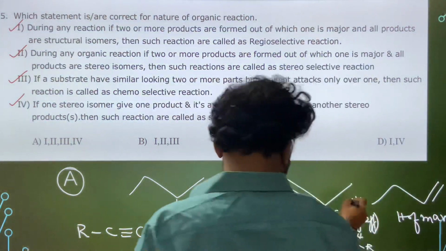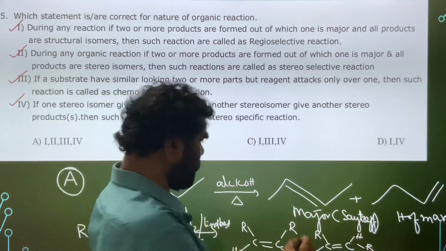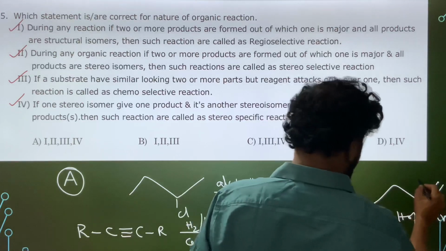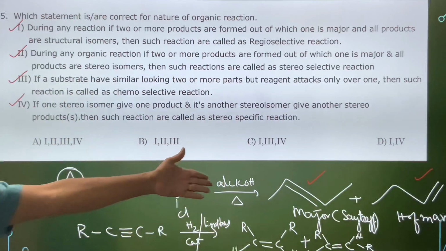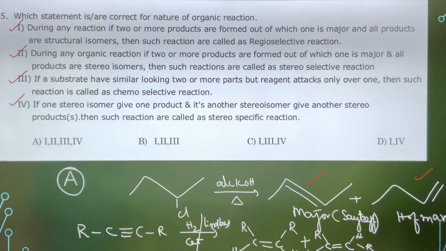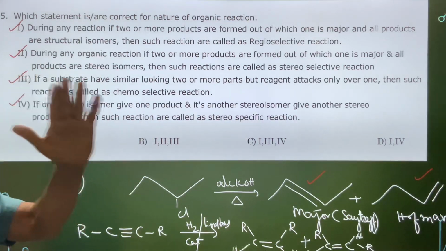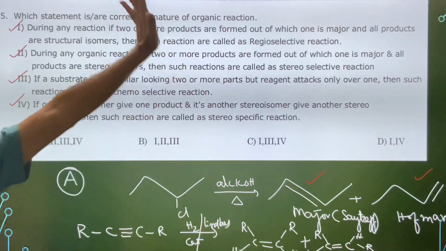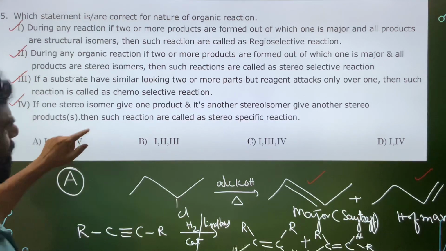So here a regioselective reaction is taking place, with 2-chloro compound and alcoholic OH. 2-butene is formed as the major product, the Saytzeff product, the other one is the Hofmann product. They are structural isomers, that is regioselectivity. The Markovnikov rule, Kharasch rule, Saytzeff's rule and Hofmann's rule are the regioselective rules. Therefore, it is correct. All are correct.